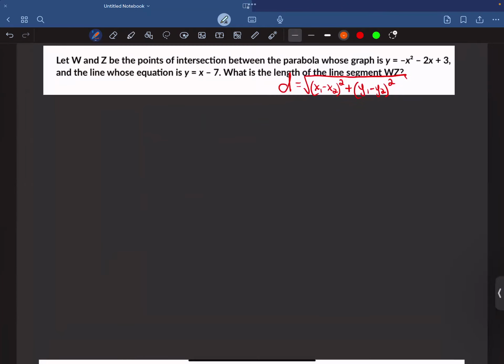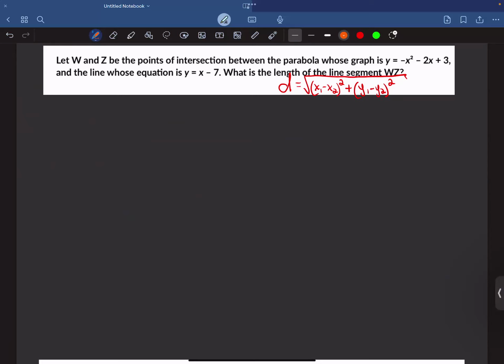So we're going to start by letting W and Z be the points of intersection between the parabola whose graph is y equals negative x squared minus 2x plus 3, and the line whose equation is y equals x minus 7. What is the length of the line segment WZ? So we know we're dealing with the length of a line segment. Anytime you hear length of a line segment, you should automatically think I'm dealing with the distance formula.